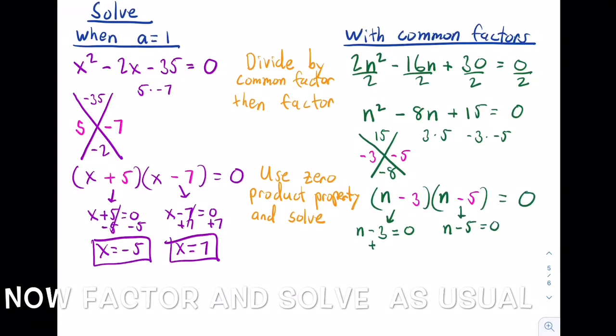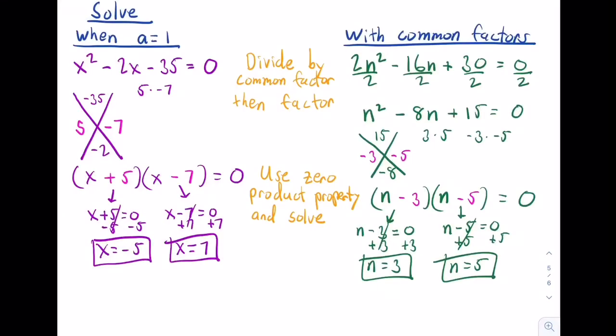And then solve it. So you add 3 to both sides. We get n equals 3. Add 5 to both sides, and n equals 5. So that's how we factor, basically really similar.